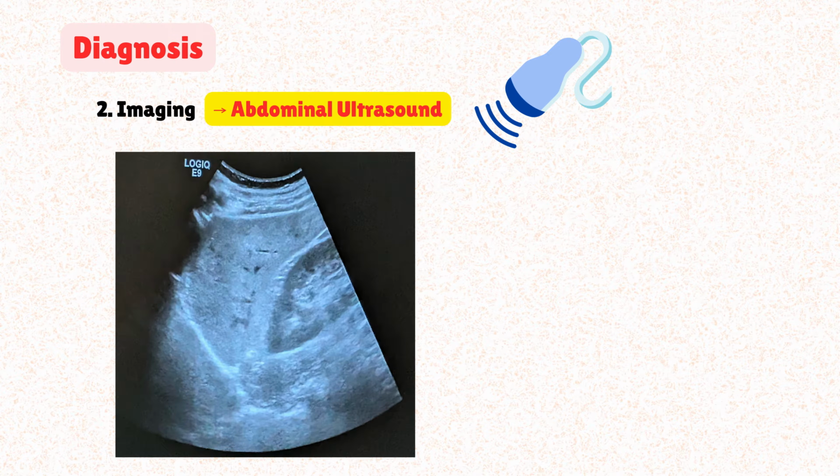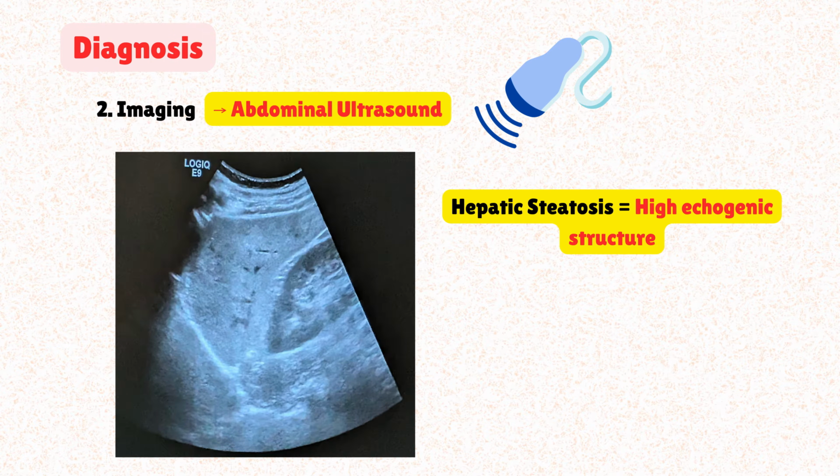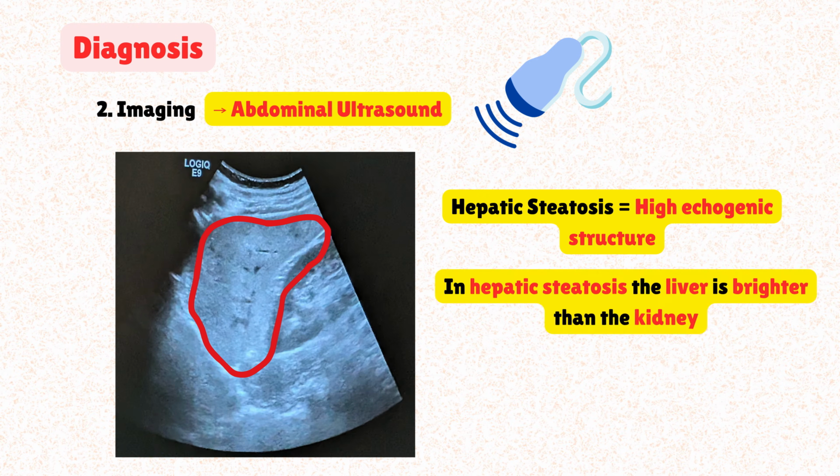When we describe a fatty liver, we often refer to it as high echogenic structure. This means the liver is brighter than normal. We compare the echogenicity of the kidney and the liver, which usually have to be similar. We find that the liver is brighter than the kidney, which indicates hepatic steatosis.